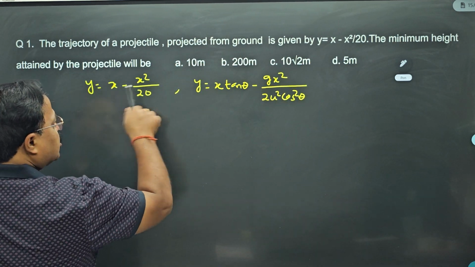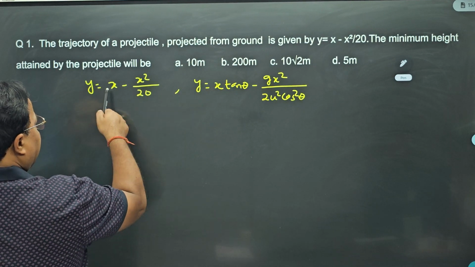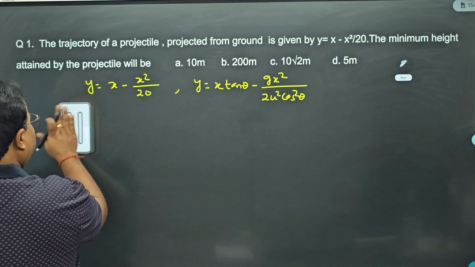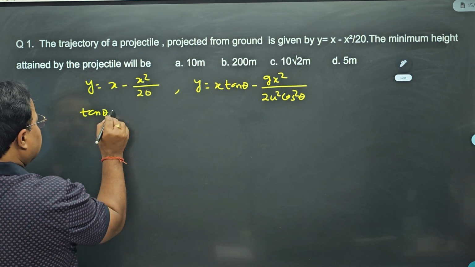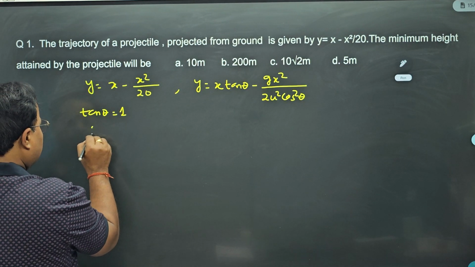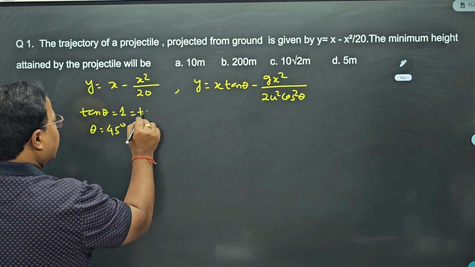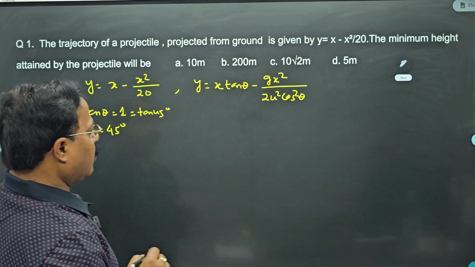Comparing these two equations, what is tan theta? Here x into 1 means tan theta is equal to 1. So theta is equal to 45 degrees. You know tan theta is equal to 1 means tan 45 degrees is equal to 1.